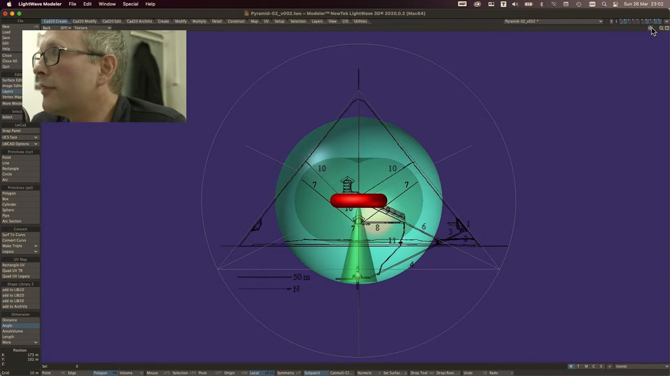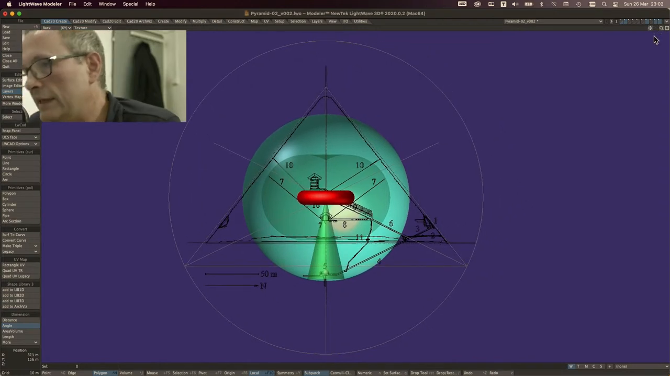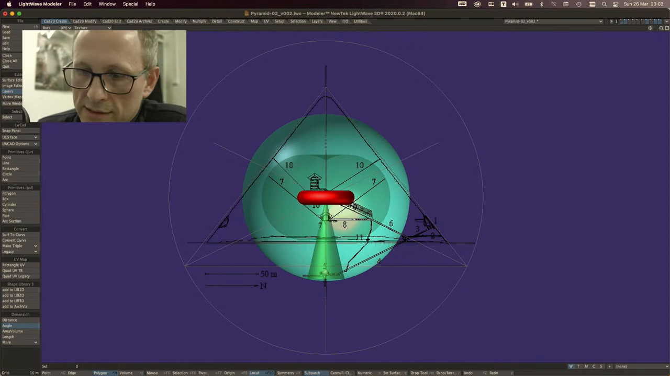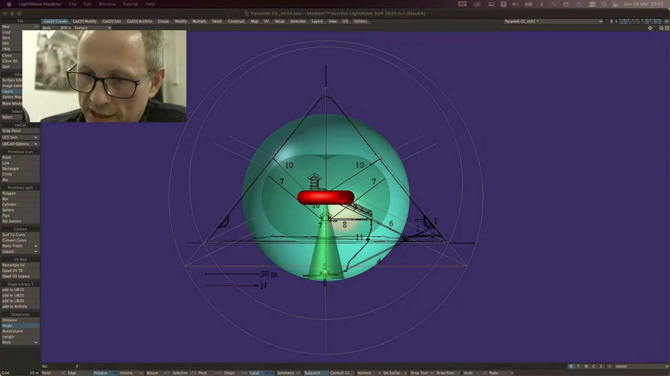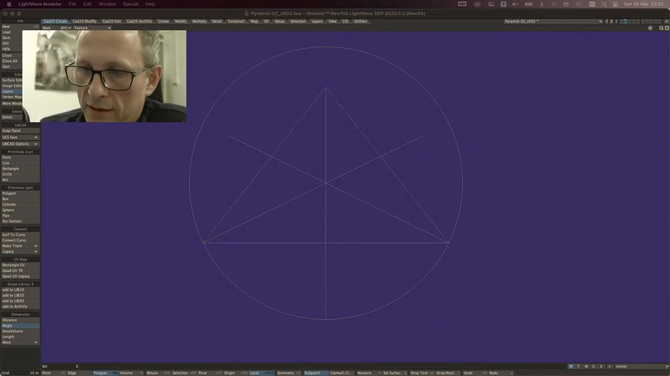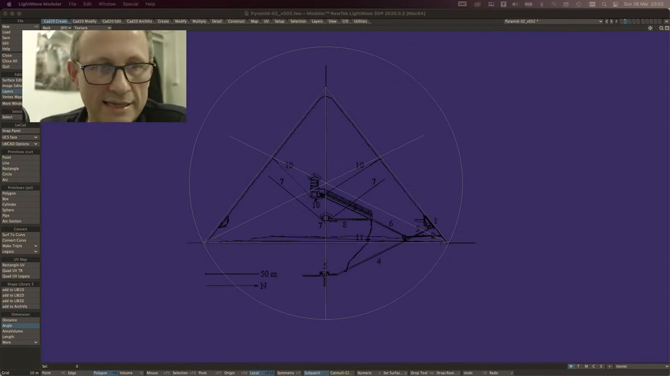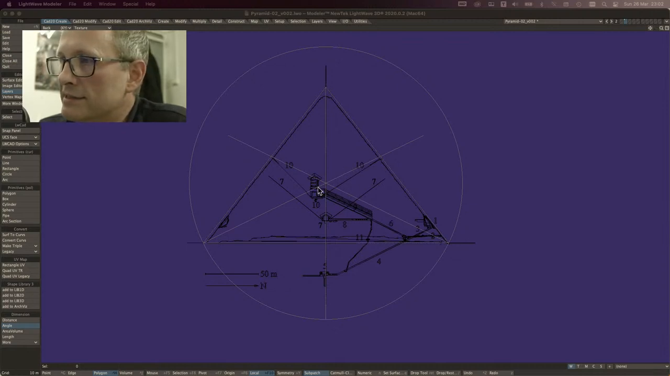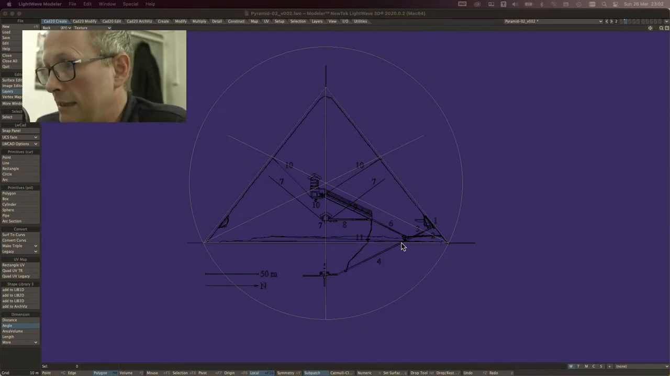Okay, so that is it for the overall structure. Just again, the original PEL structure here was there. I looked at how that sat with the pyramid, and I realized that that wasn't suitable because it doesn't follow the Grand Gallery and the descending passage.